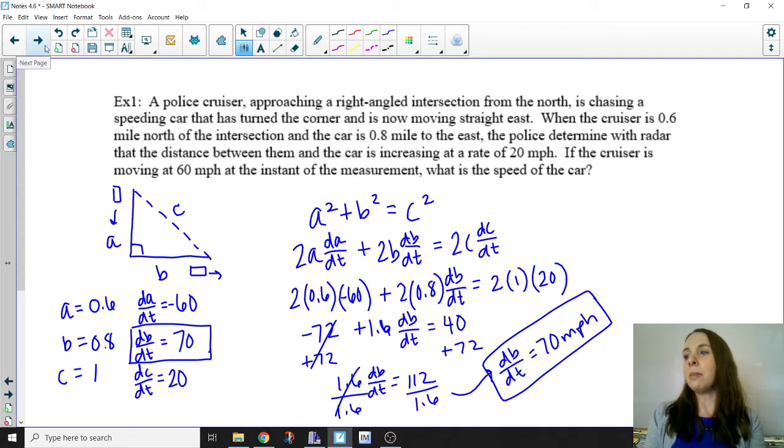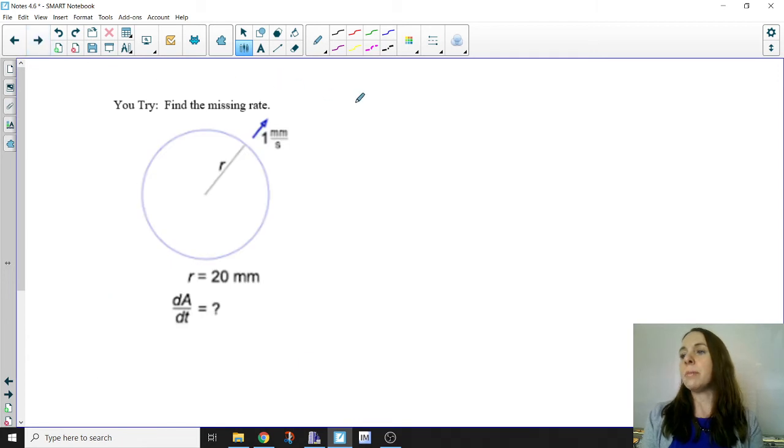All right, so that was a pretty long problem. The next one is a U-try, and as usual, when we come to a U-try, I suggest that you try it, and then I'll give you the answer. This one is not as long at all. Okay, just so you know, what we have here is just a circle with radius r. The radius is changing by 1 millimeter per second. That's how you should interpret what's going on over here. Okay, the radius is currently 20 millimeters, but again, it's changing by 1 millimeter per second. You are to find the rate of change of the area.